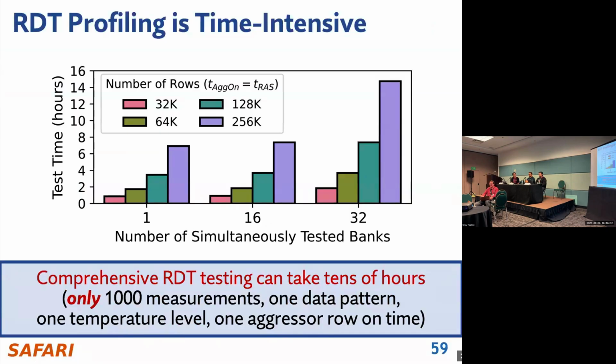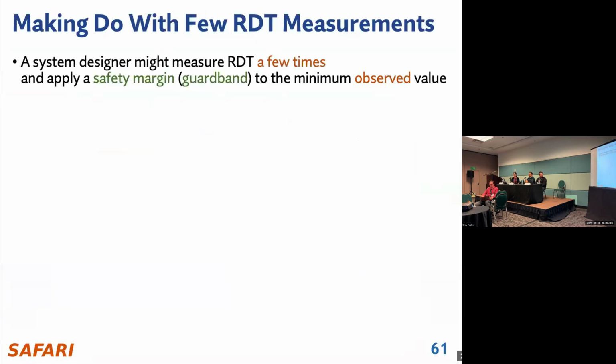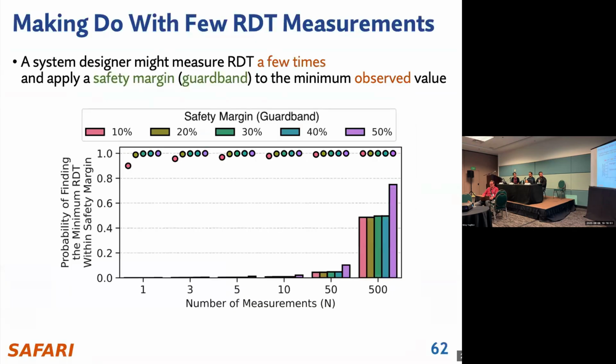So we need better profiling and identification mechanisms. And we have an analysis of how long it takes. Comprehensive RDT testing can take tens of hours if you do only 1,000 measurements, 1 data pattern, 1 temperature level, 1 aggressor row on time, which is not comprehensive, as you can see. Okay, so that's also interesting. So this is what we analyze in the paper.